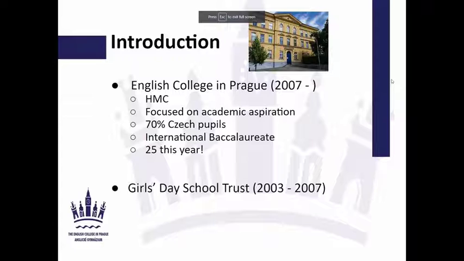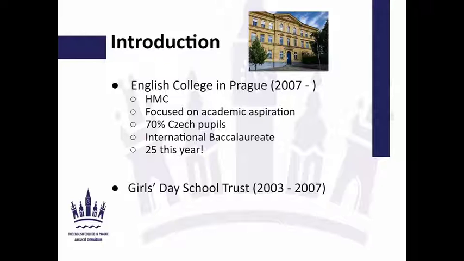A little introduction about who I am. I've been in Prague since 2007. The context of our school is that we're a combination of Czech and English, or British, should I say. We are a HMC school. We are focused on academic aspiration, but we have a flexibility, because we're part of the Czech system, to pick and choose the best of each country.